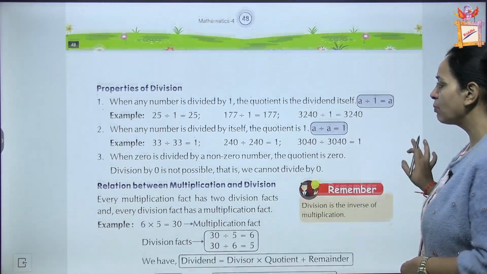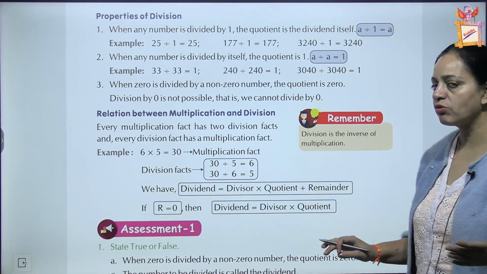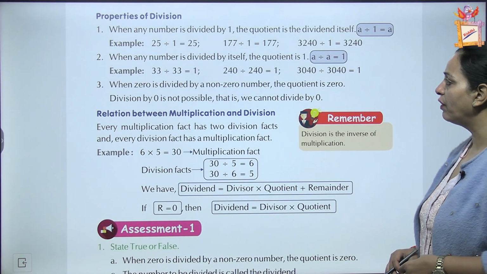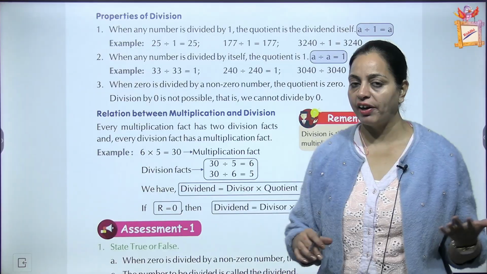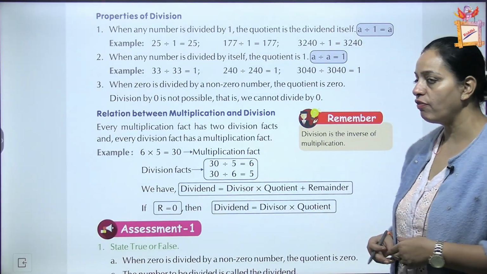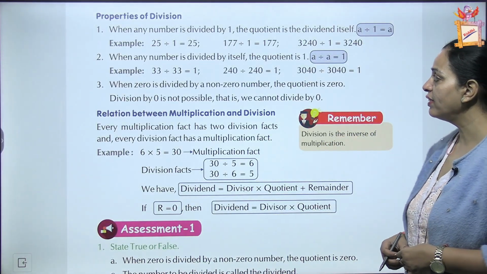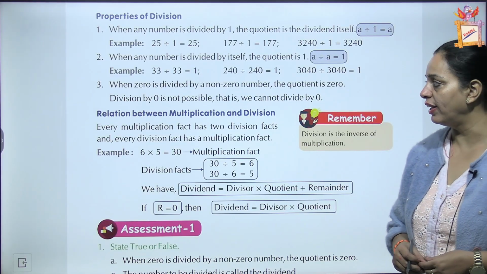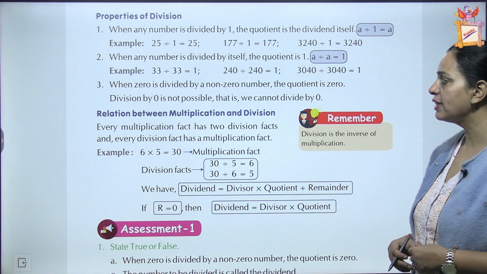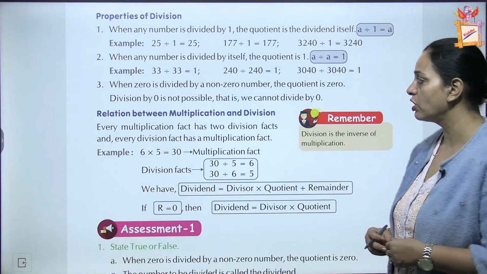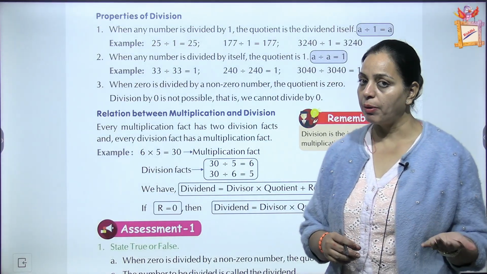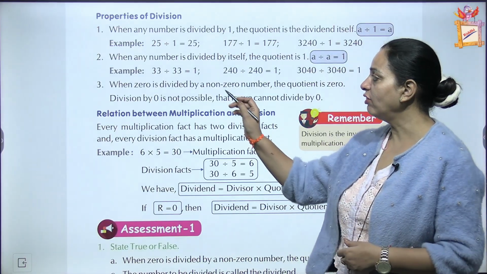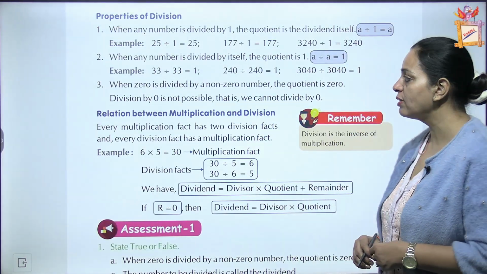The next is properties of division. The first one, when any number is divided by 1, the quotient is the dividend itself. Like 25 divided by 1, you will get 25 only. 177 divided by 1, you will get 177. The second, when any number is divided by itself, the quotient is always 1. If we divide a number by itself, you will get the answer 1. Like 33 divided by 33, that is 1.